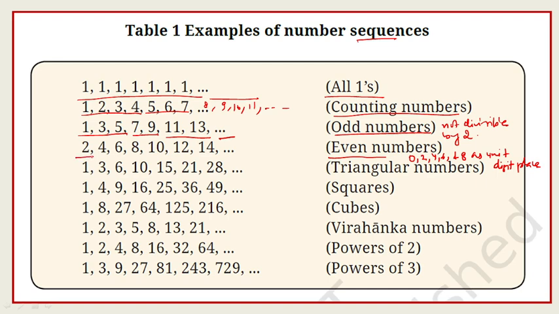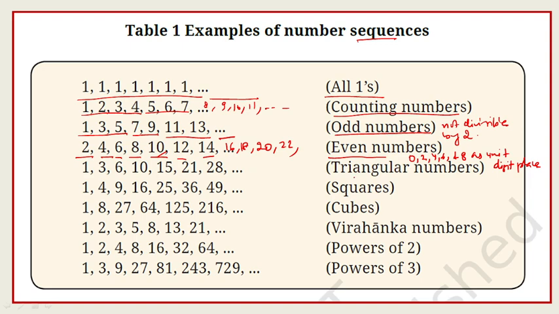You can see 2, 4, 6, 8, 10. Here 0 is at the unit place; in 12 the unit place is 2, in 14 the unit place is 4, then 16, 18, 20, 22, like this. 102, 404, 608, all those are even numbers.